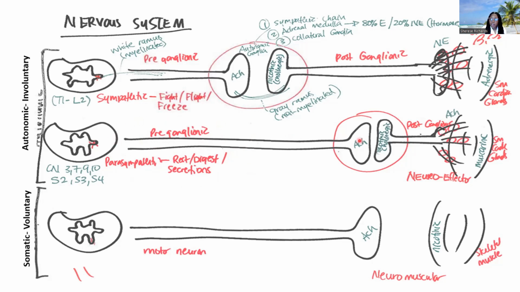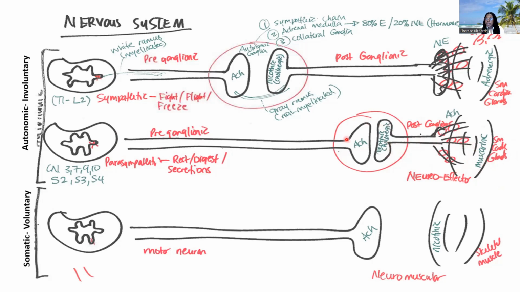The pre-ganglionic neuron here is longer. The post-ganglionic neuron is shorter. There are no alternate options. So there's only one route for the parasympathetic communication. It's a longer pre-ganglionic neuron to a ganglia that is far out and very close to the effector tissue in question. And then a shorter post-ganglionic neuron synapsing onto that tissue.